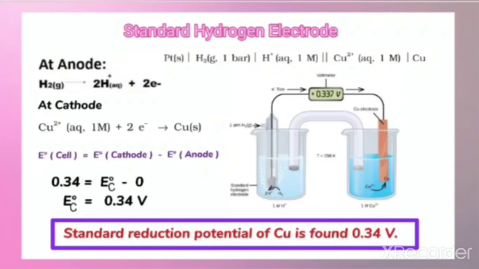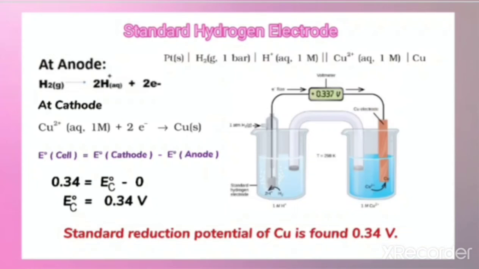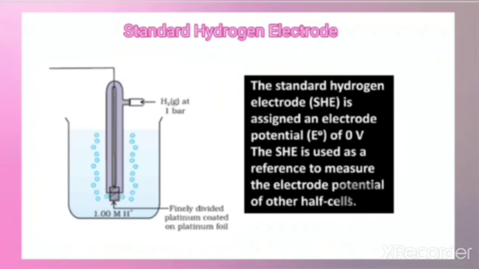That's why we have used the definition of the standard hydrogen electrode as a reference electrode. How have we defined the standard hydrogen electrode? It is a reference electrode having a standard potential value of 0 volt. It is used as a reference to measure the electrode potential of other cells. So in this video we have explained the two cases. We have found the electrode potential of the other half cell by connecting it with the standard hydrogen electrode.